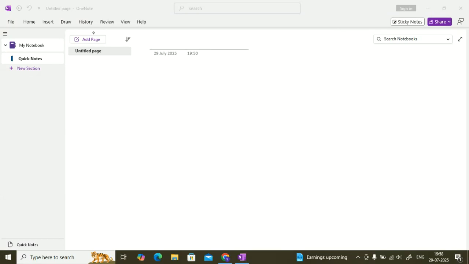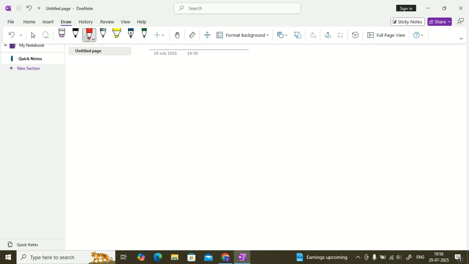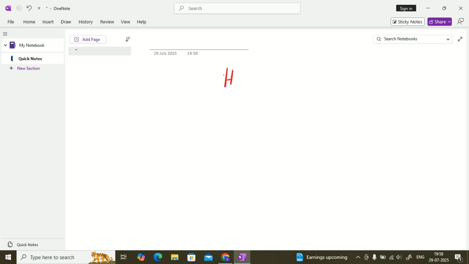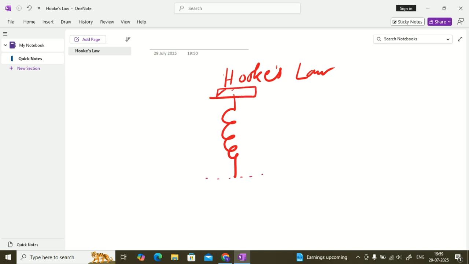Our today's topic is going to be Hooke's law. Hooke's law is very simple to understand. Let's say we have a spring in our hand, hanging from a rigid support, and its original length, let's say, is 14 centimeters.